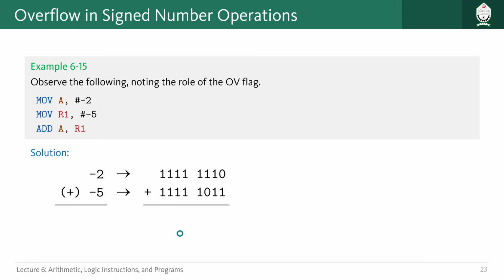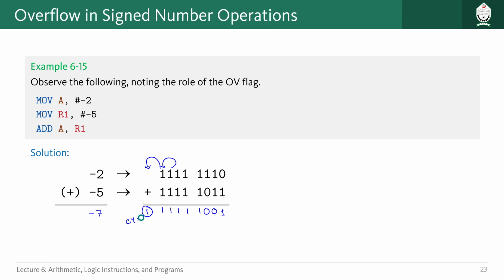Next, let us look at this problem. Minus 2 and minus 5: if I add these two values, the result should be minus 7, which is inside our bound, within our range. So if I do the calculation here, the result should be valid. There was a carry from D6 to D7 as well as from D7 to out, which has triggered the carry flag to 1.